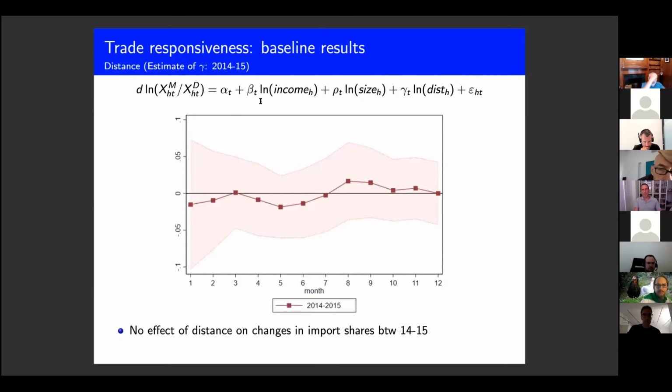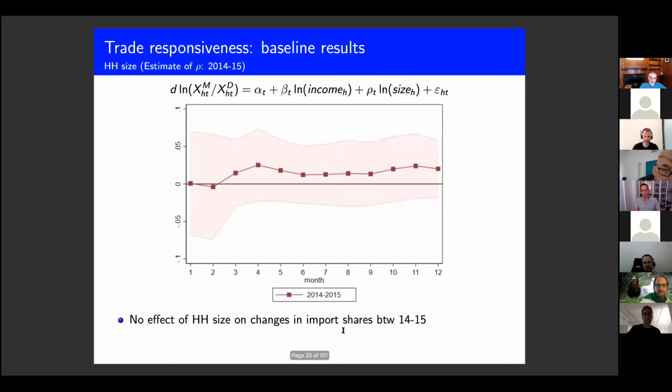So first, distance, this is the coefficient on distance. As I mentioned before, distance doesn't really matter. So the change in import share by distance is insignificant. It's basically close to zero. So no effect of distance on changes in import shares. If you look at size, it doesn't vary much. These are estimates of rho t. So no effect of household size on changes in import shares.